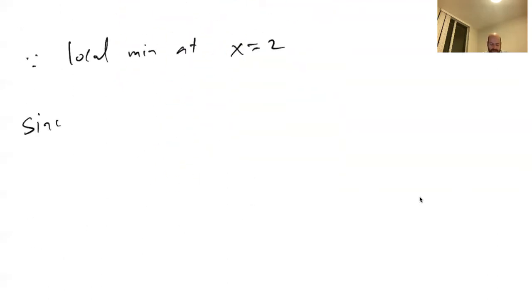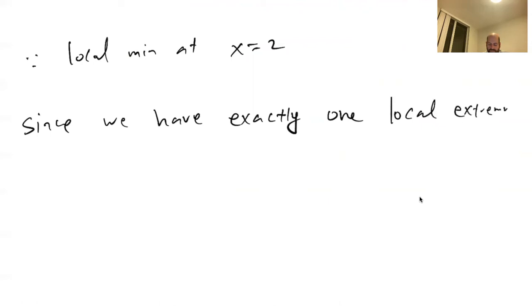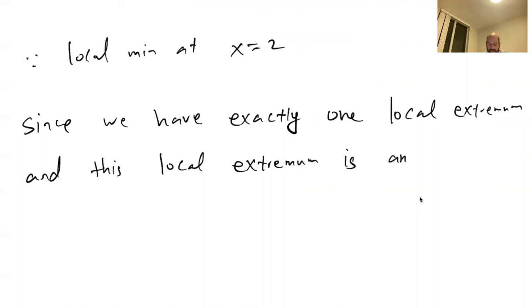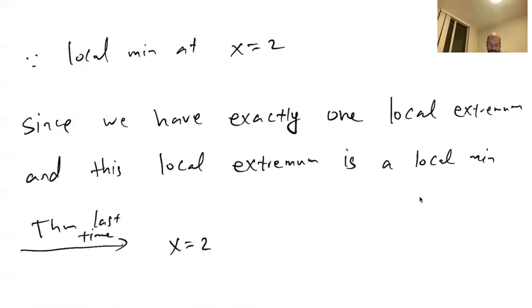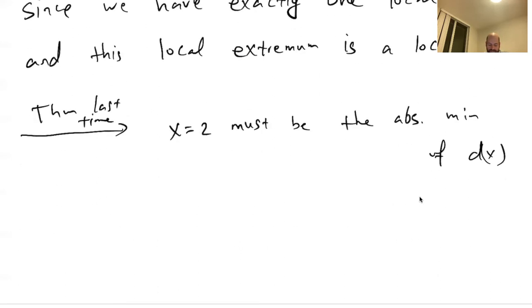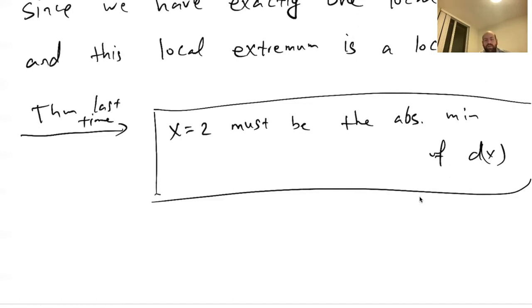So we have a local minimum at x equals 2. Again, we can say that since we have exactly one local extremum, and this local extremum is a local minimum, by the theorem we saw last time, x equals 2 must be the absolute minimum of d of x.